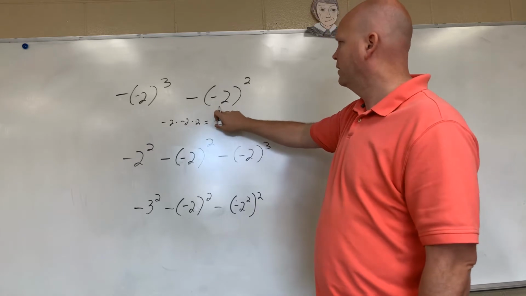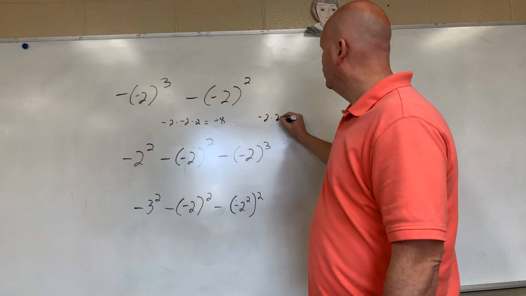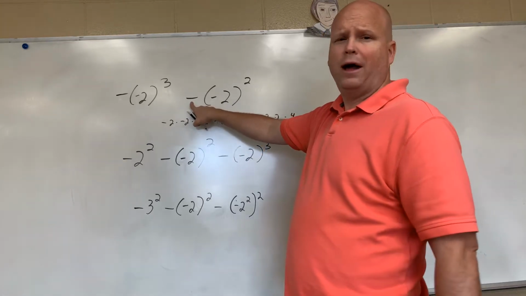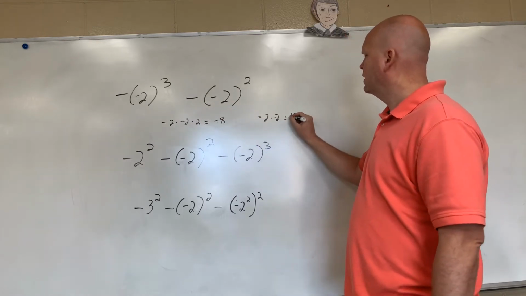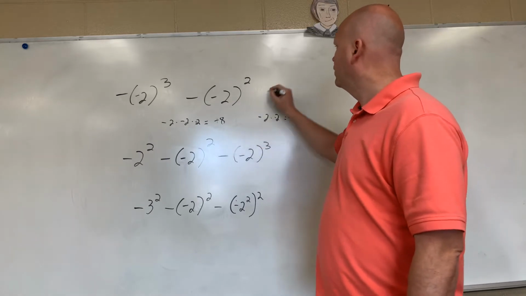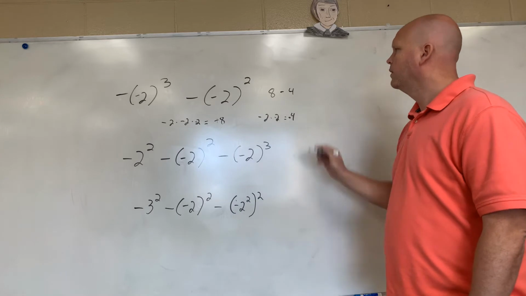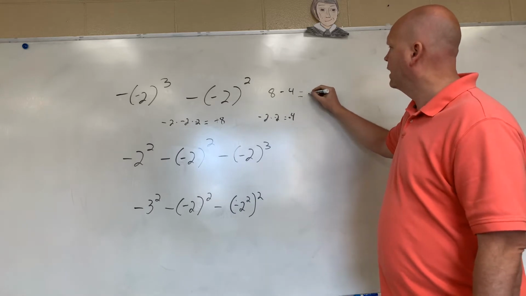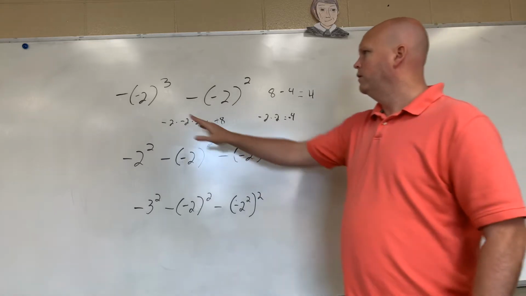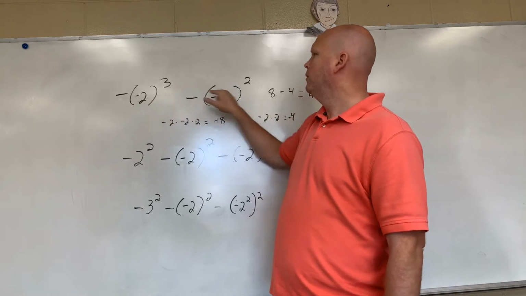Over here, same thing. -2 squared this time. So -2 times -2 equals +4. The negative symbol outside the parentheses changes the sign, we get -4. Now you end up with 8 minus 4, or 8 plus a -4, and your total answer for that would be just a +4. So the negative symbols inside parentheses go along with each number like that.